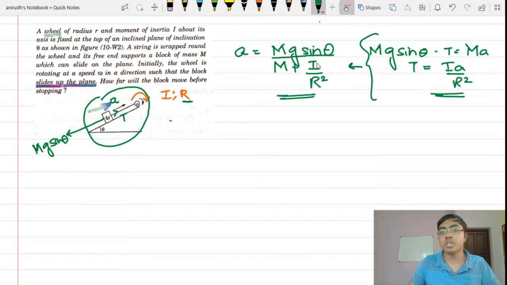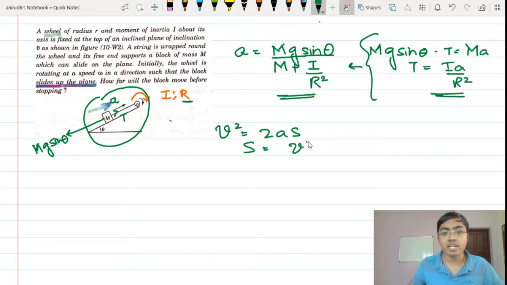In place of the mass of the pulley, you have to substitute I by r square, right? And now they are saying how far will the block move before stopping. So the block is having a linear motion here. Now, v square is equal to u square plus 2as, so that is 2as. Okay, this is how you can solve this. So distance is equal to v square divided by 2 multiplied by a.